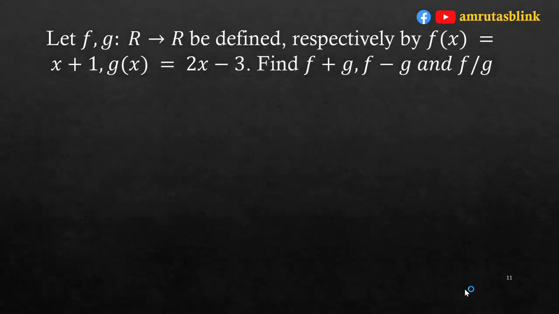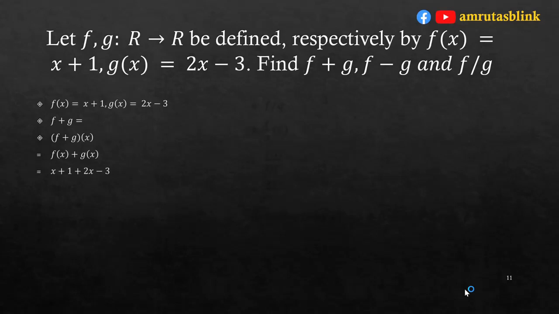Moving to next problem. Let f, g be defined on R to R respectively by f of x is equal to x plus 1, g of x is equal to 2x minus 3. Find f plus g, f minus g and f upon g. Now, f of x is equal to x plus 1, g of x is equal to 2x minus 3. (f plus g) of x is equal to f of x plus g of x. That is x plus 1 plus 2x minus 3. That is equal to 3x minus 2.